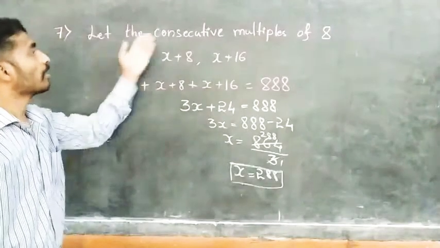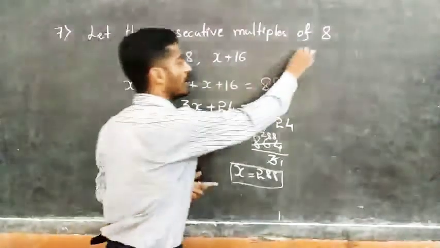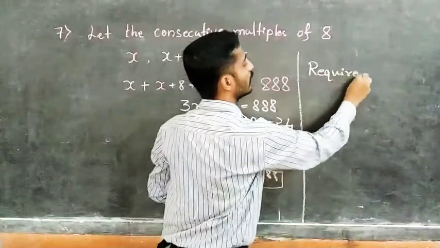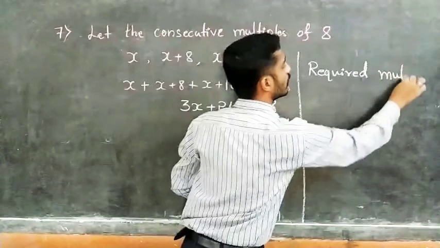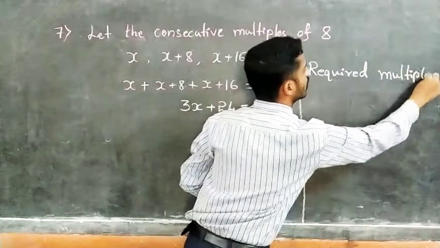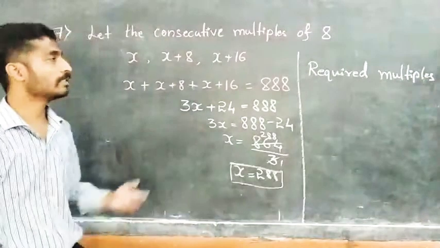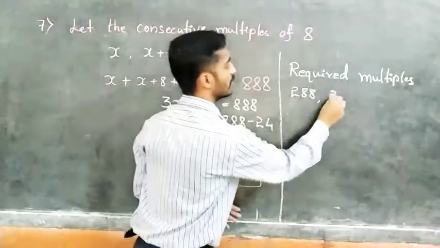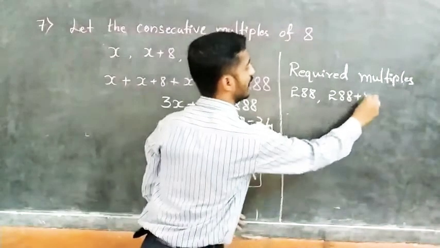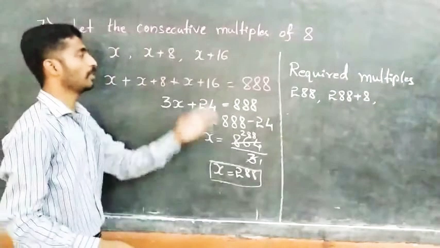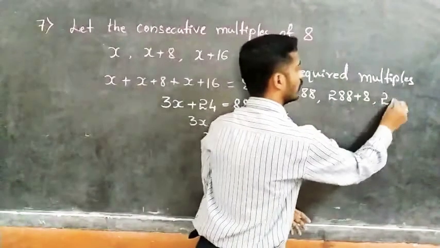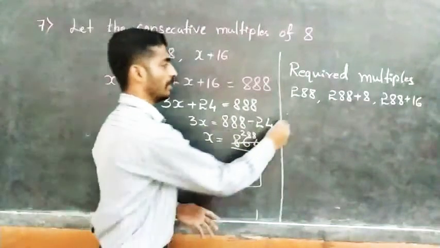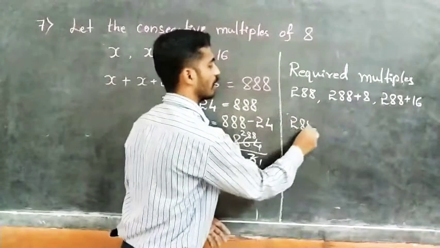Okay, so what we need is the consecutive multiples of 8. For that, what you have to do? The required multiples are: first one is 288, next one is 288 plus 8, the other next one is 288 plus 16. So the required numbers will be, first one 288.